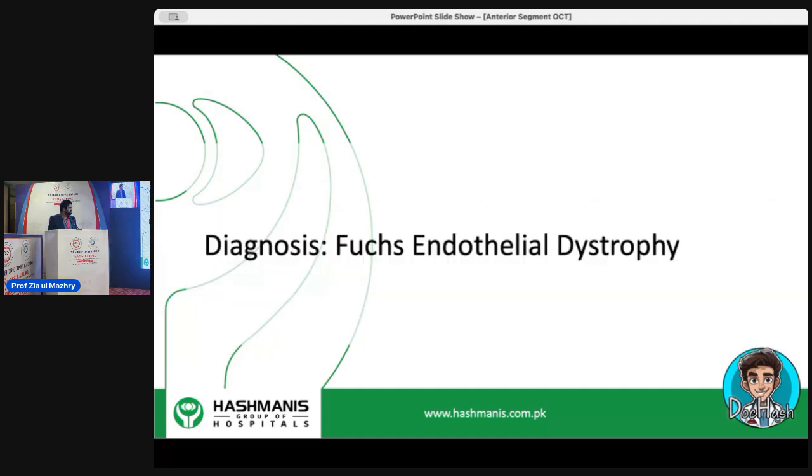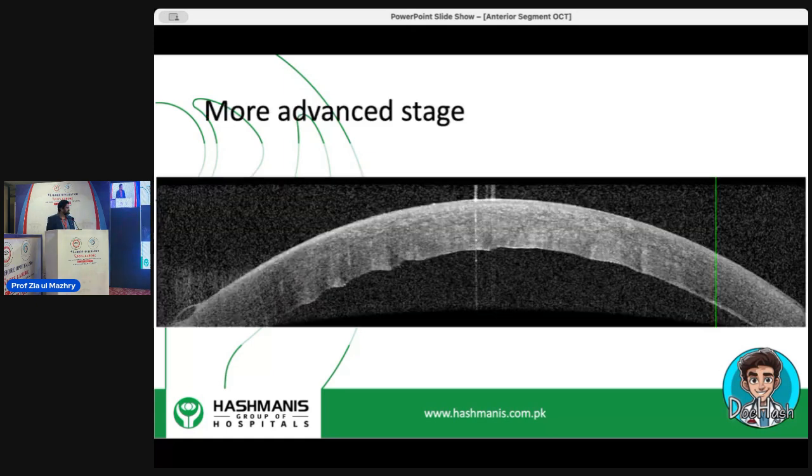Now, when Fuchs endothelial dystrophy advances, you get these generalized Descemet's folds, and it obviously progresses toward scarring.